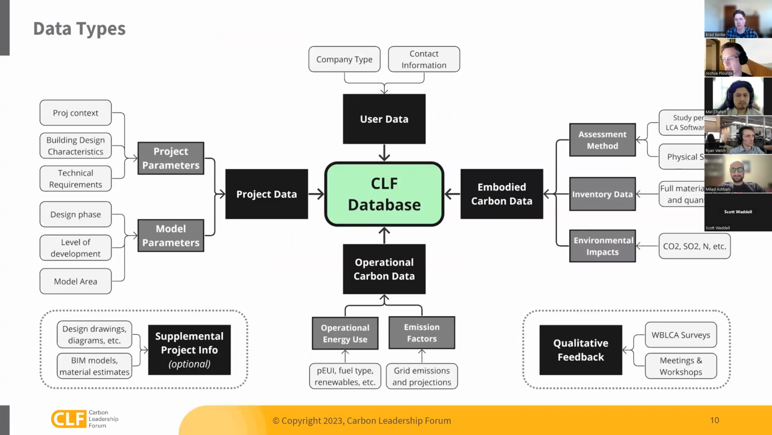So all those different data types will be combined into our data set. So the project data, like I kind of hinted at, will include both project parameters as well as model parameters. We'll have user data to understand who sent it initially so that we can contact them and work with them. There'll be the embodied carbon portion of the data, assessment methods, inventory, environmental impacts, etc., as well as operational carbon data for a subset of this data collection effort, where we're going to be looking at operational energy use, as well as some grid emissions data that we will provide ourselves.